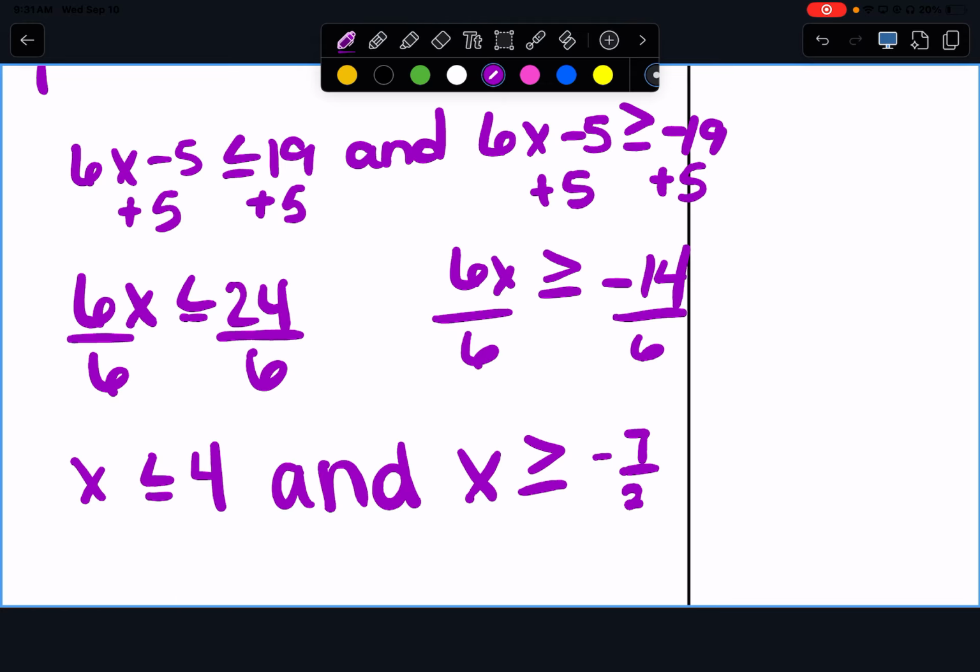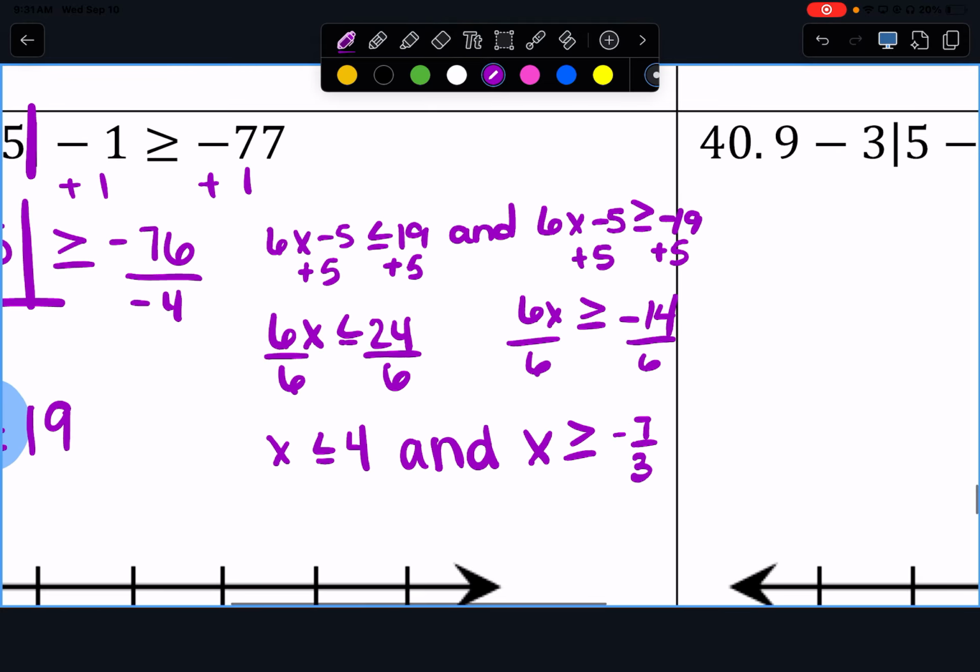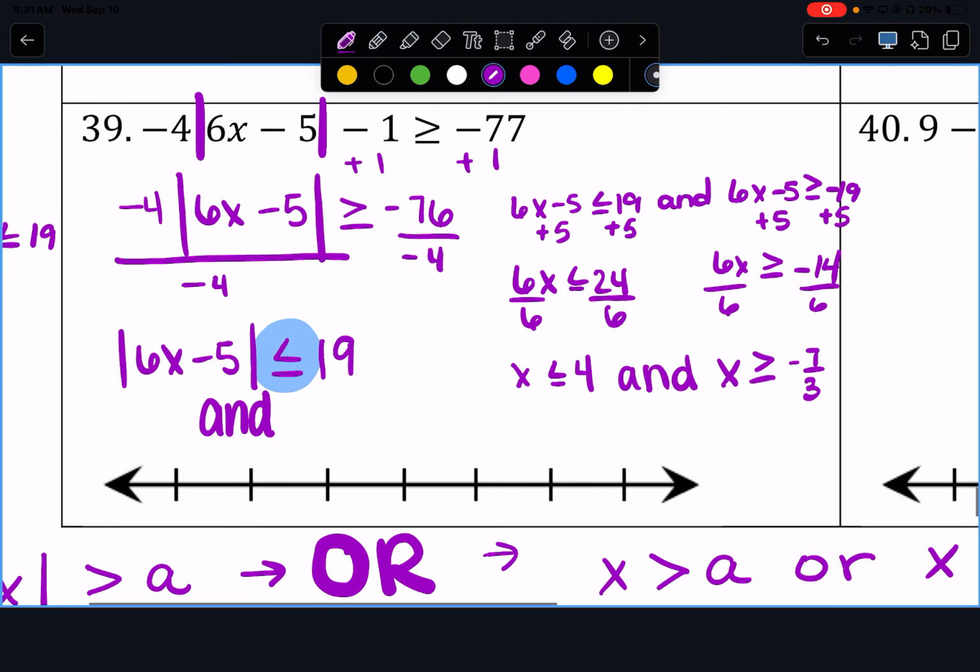Negative 7 over 3. So that is, do I use open or closed circles for these? So we're going to do closed at negative 7/3, closed at 4. Together or apart? Together. And then parentheses or brackets? Bracket. From negative 7/3 to 4.